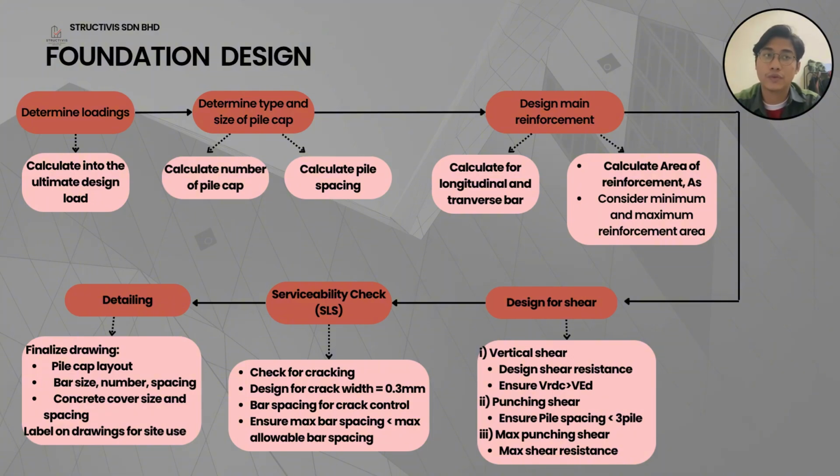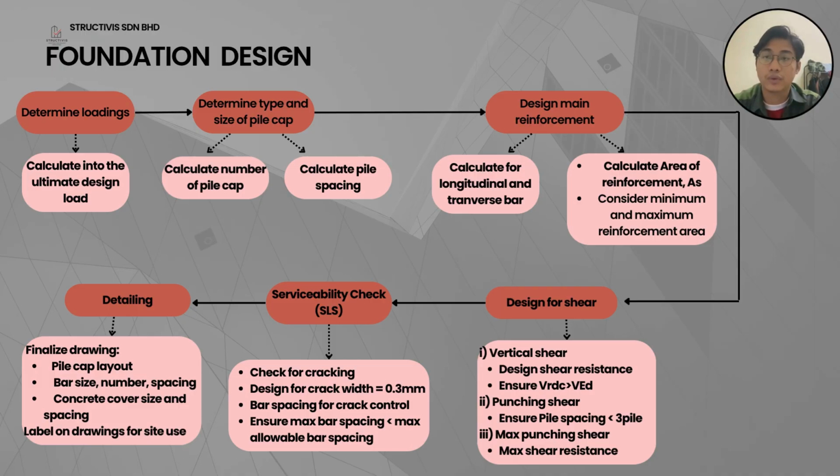And the next step is we have to design the main reinforcement for the longitudinal and the transverse bars. So for the design of main reinforcement, we have to calculate the area of reinforcement, which is the AS, and we have to consider the minimum and the maximum reinforcement area. And after that, for the next step, we have to design for the shear. So there are three. First is the vertical shear, where we have to design the shear resistance while ensuring that the VRDC is larger than the VED, which is the shear force.